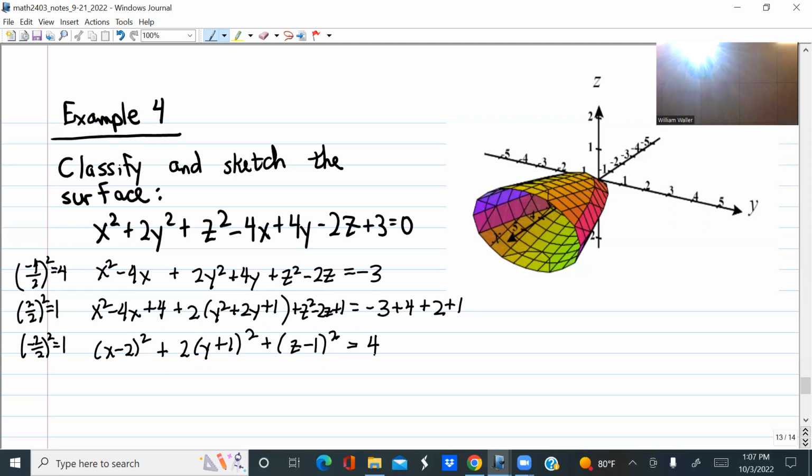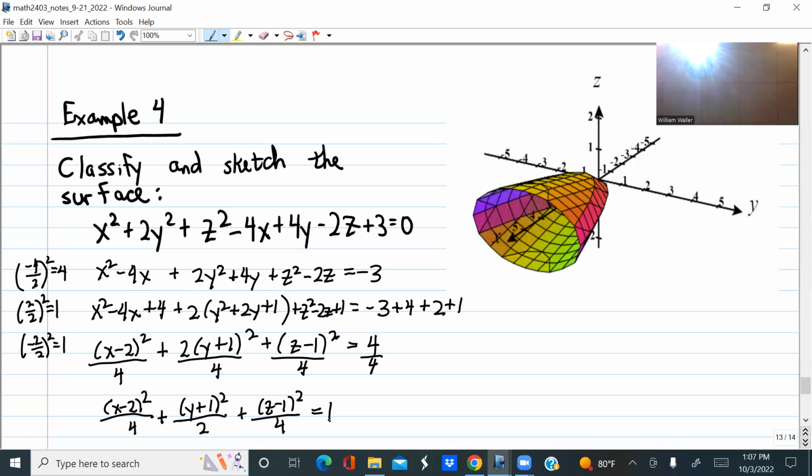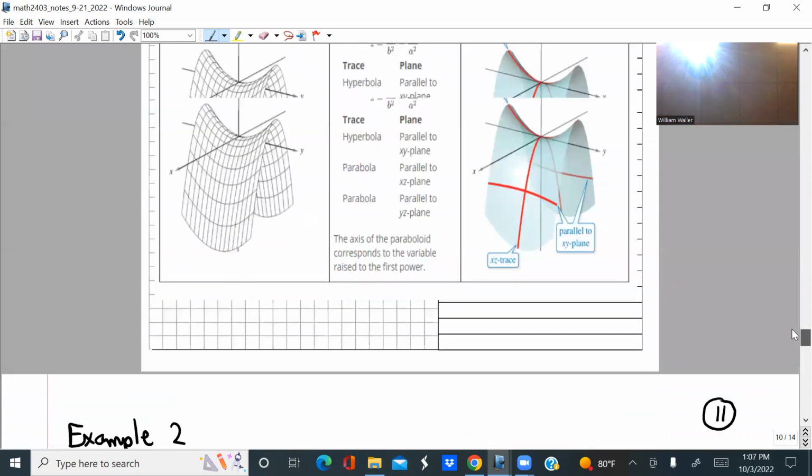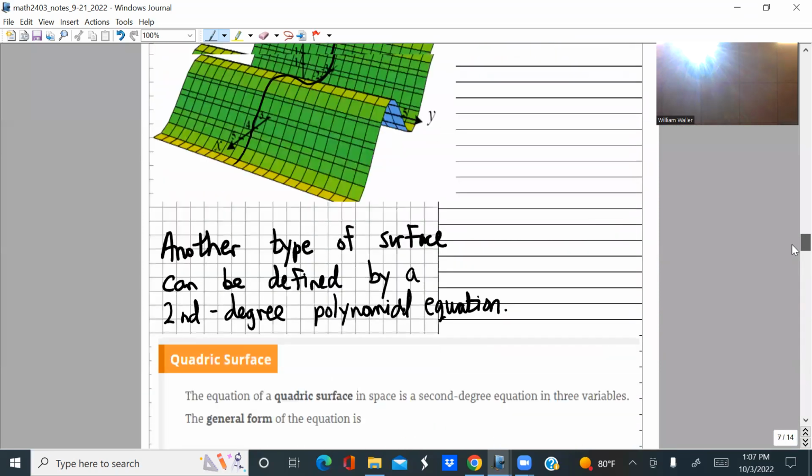How nice there. Now divide everything by 4. So you get x minus 2 squared over 4 plus y plus 1 squared over 2 plus z minus 1 squared over 4 is equal to 1. What does that look like? So what surface does that correspond to? Is that the very first one? Yeah, I think it is.